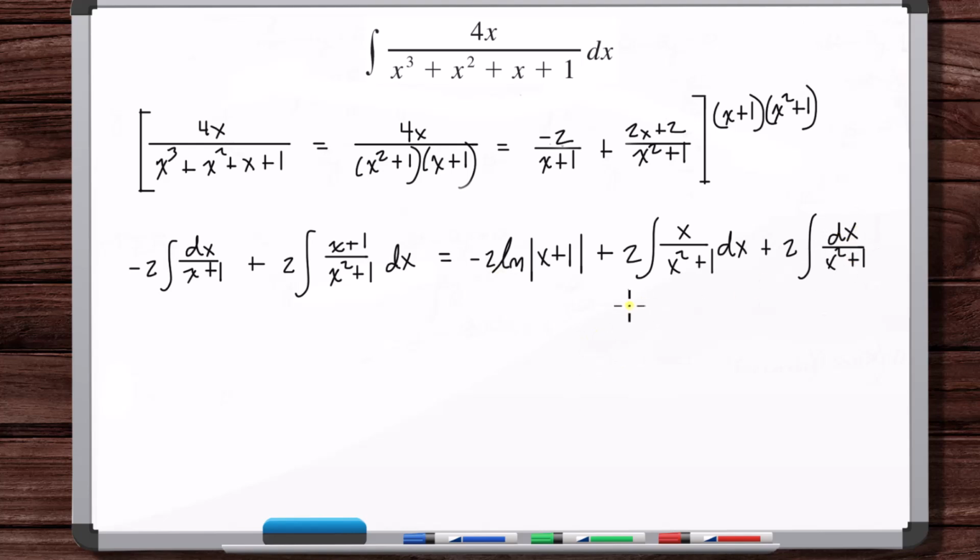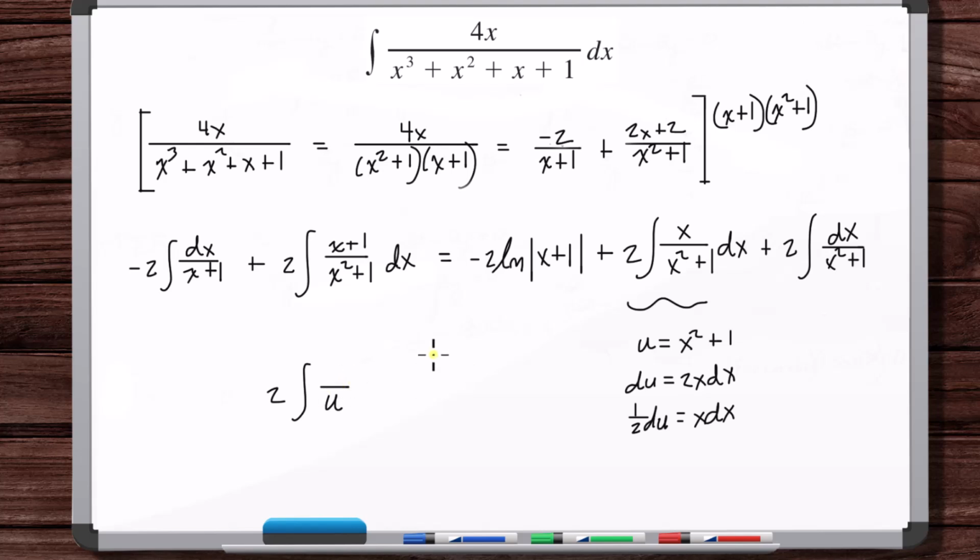Okay, so here, if u is equal to x squared plus 1, then du is equal to 2x dx. 1/2 du is equal to x dx. So we've got the integral of 1 over u, and then we take out the 1/2. So natural log of the absolute value of x squared plus 1.